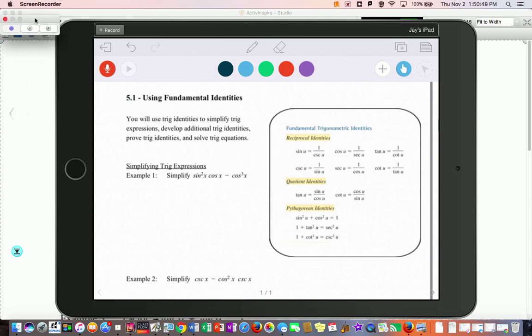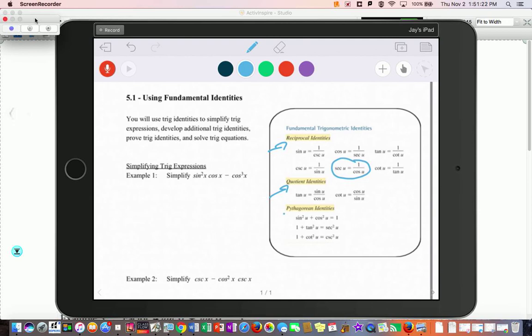All right, so 5.1 is the beginning of trig identities. Kind of a tough unit, so from the beginning we've got to start making sure we know what's going on. We have reciprocal identities, which we probably already know. Like, remember, if we want to do secant on a calculator, you'd have to type in 1 divided by cosine of the angle. The quotient identities: tangent is sine over cosine, cotangent is cosine over sine.